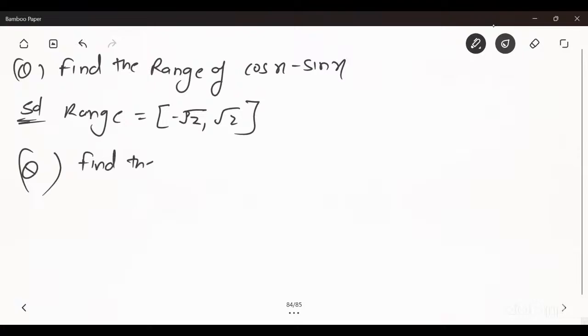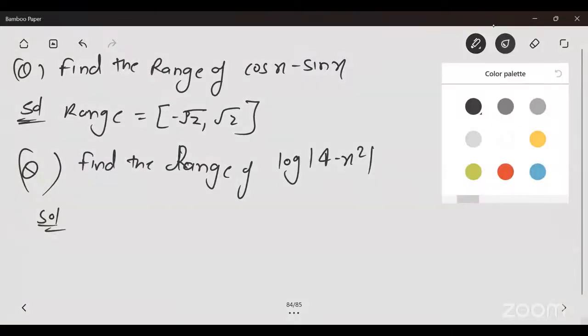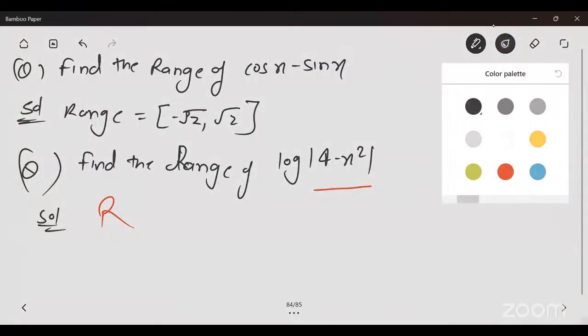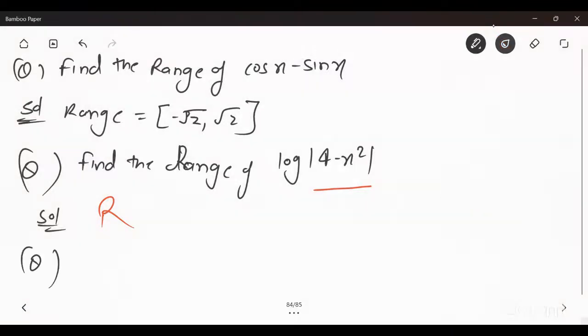Find the range of log mod 4 minus x square. Now we know that the domain of log x contains only positive numbers and the range of log x is always real numbers. So the range of log of 4 minus x square is always real numbers. Now come to the next part. Next question.